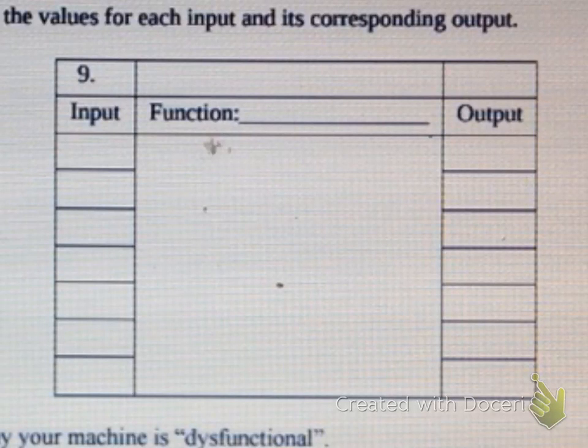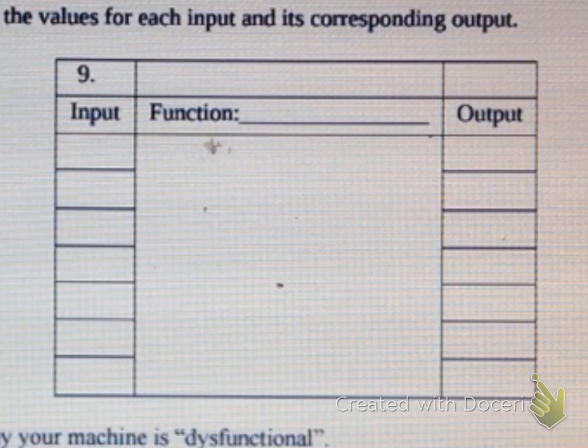All right, so today you will be making your own function machine. But before you do, you've got to do the math part. It's all mathematical, but this is the more mathy part. So you're going to pick a function, or your teacher is going to give you one.